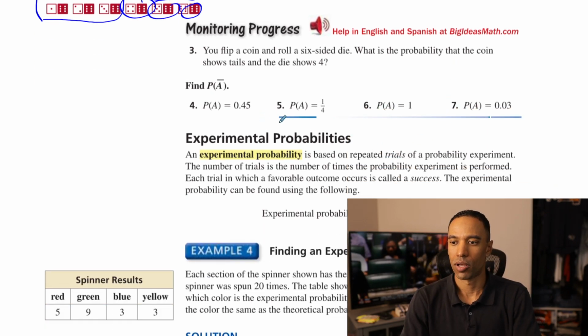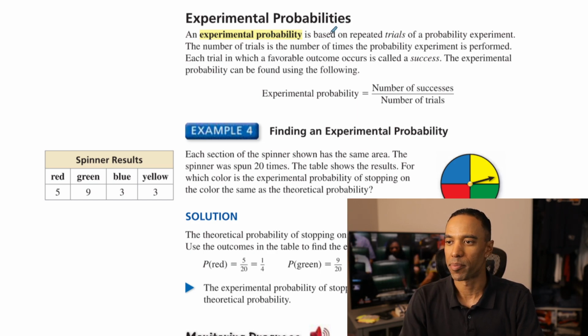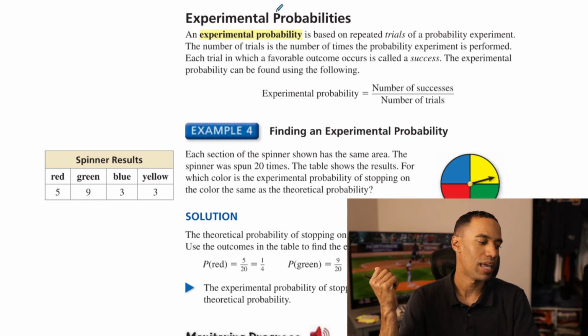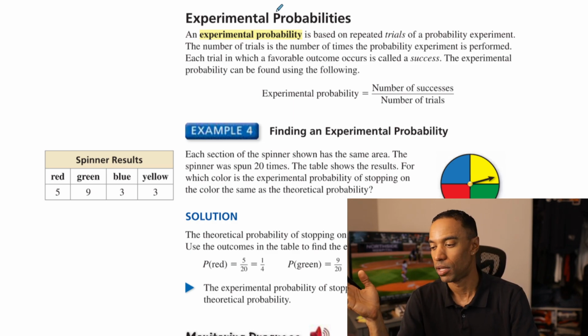Okay, I'll skip by those. Let's talk about experimental probabilities. An experimental probability is based on repeated trials of a probability experiment. So, it's me actually flipping the coin. If I say, what are the odds you land on heads or tails, we say 50%, right? One half for both of those.